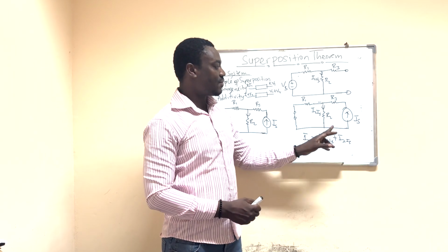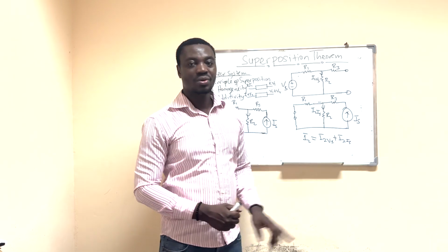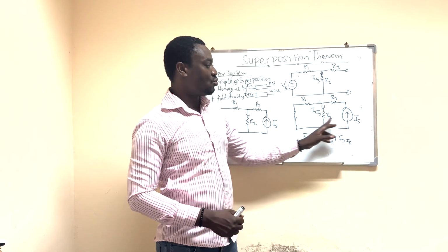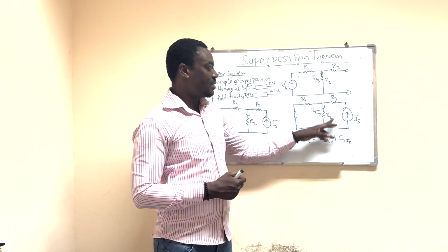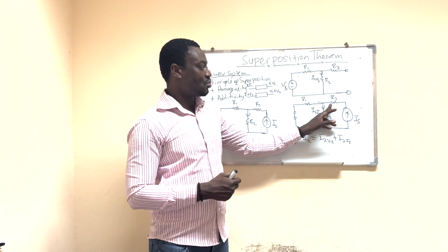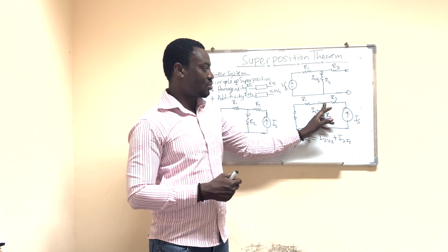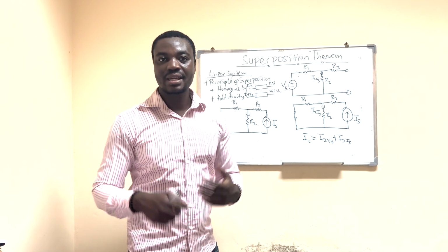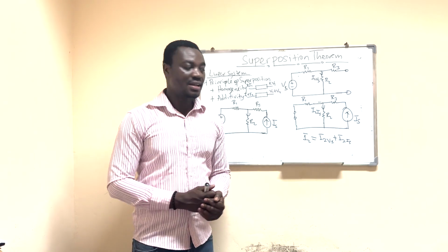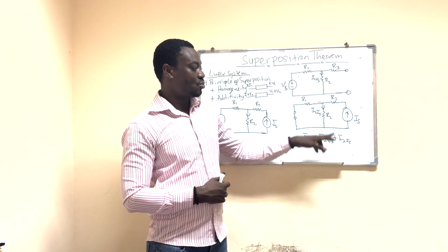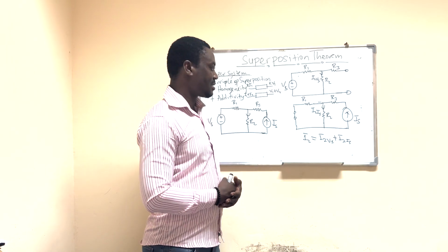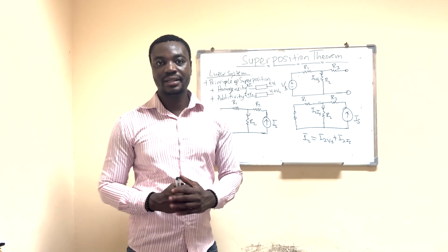Now, when it comes to finding this current passing through R2 due to this current source acting alone, that simply means the current source here becomes the total current. Then you can now use the current divider rule to find the current passing through R2, right?